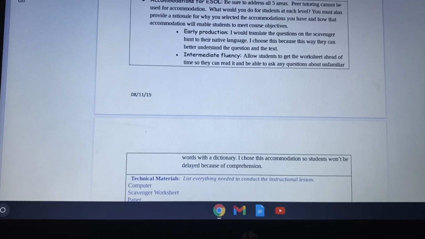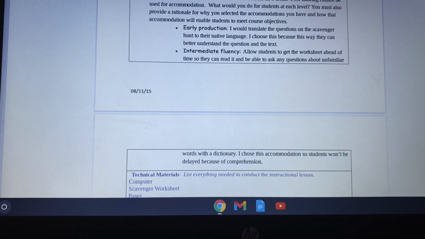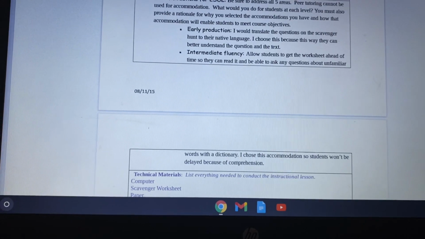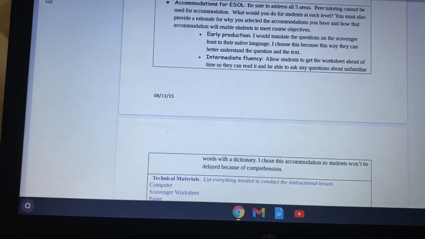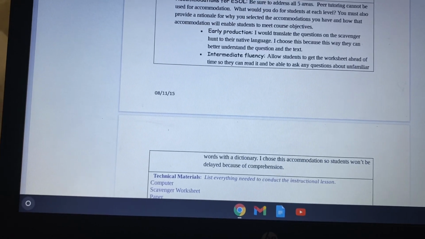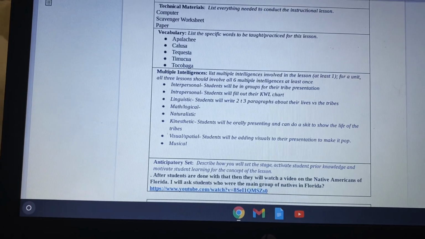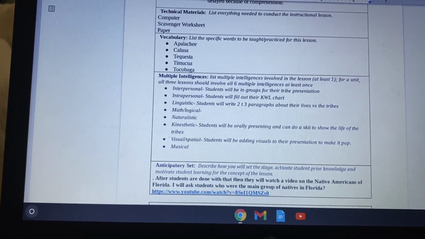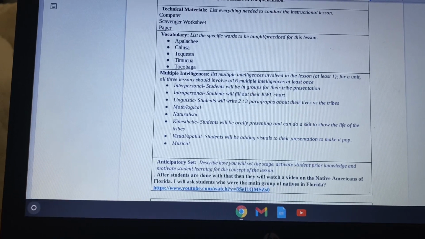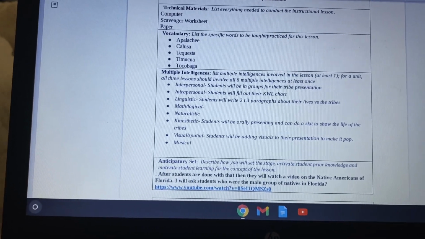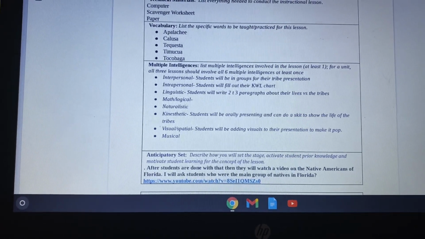For intermediate fluency, I said allow students to get their worksheet ahead of time so they can read it and be able to ask any questions about unfamiliar words with a dictionary. I chose this accommodation so students won't be delayed because of comprehension. Technical materials for this objective were a computer, the scavenger hunt worksheet, and then I had a list of the vocabulary there. The multiple intelligence I included was interpersonal.